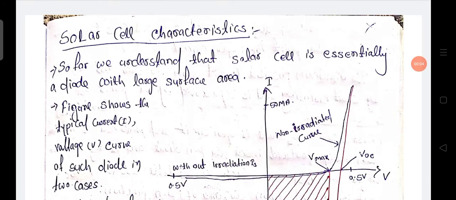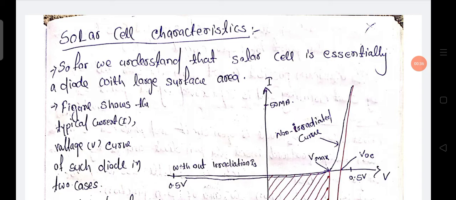In today's class, we are going to discuss solar cell characteristics. That means the characteristics which show when the solar cell is irradiated. Irradiated means when sunlight falls on the solar cell, what is the relation between voltage and current that we can see here.